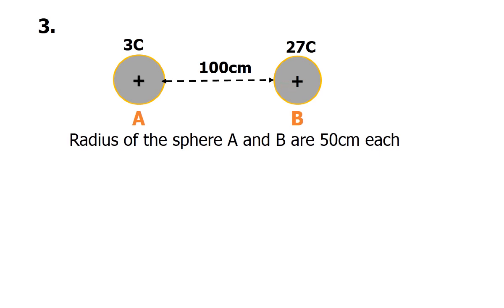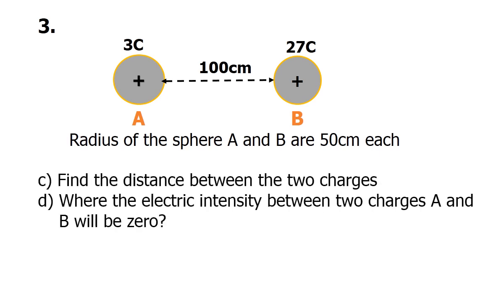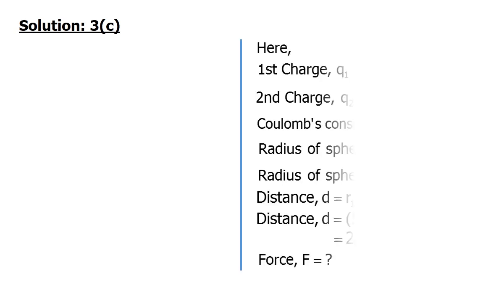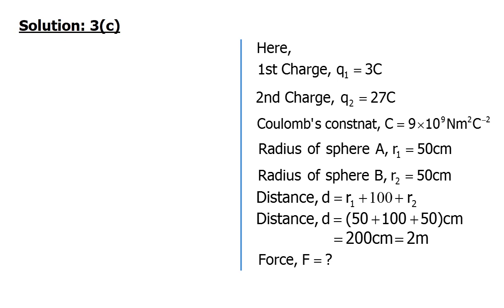And if you calculate the Coulomb force, or if you want to calculate the distance, then we have to consider from the center of a charge to the center of another charge. So we have to apply 50 plus 100 plus 50. Let us see the question here. Find the distance between the two charges, and question D is where the intensity will be 0. Let us see the solution.